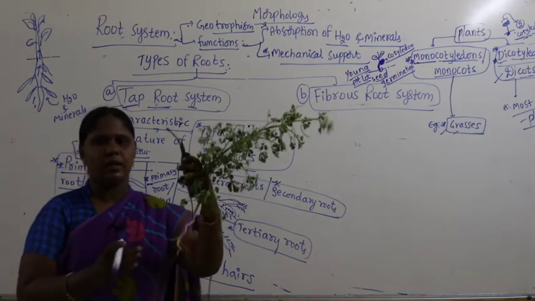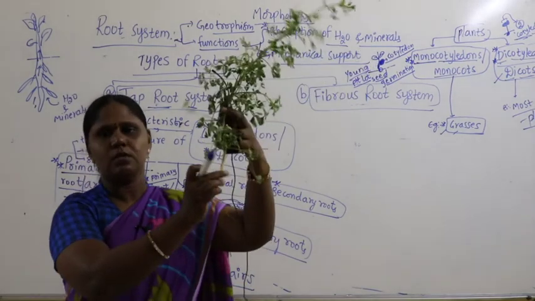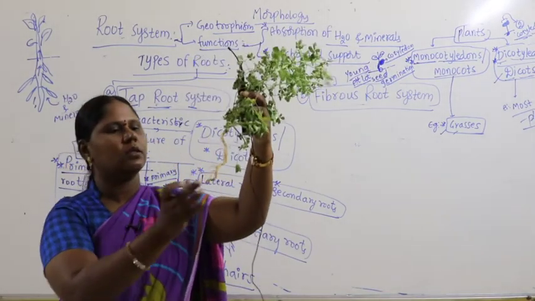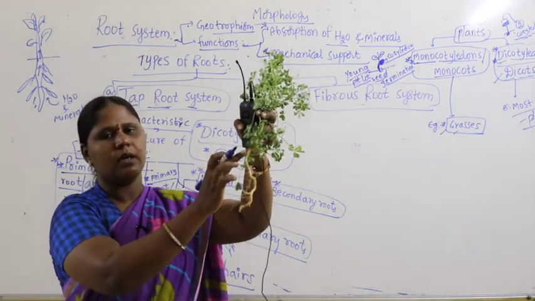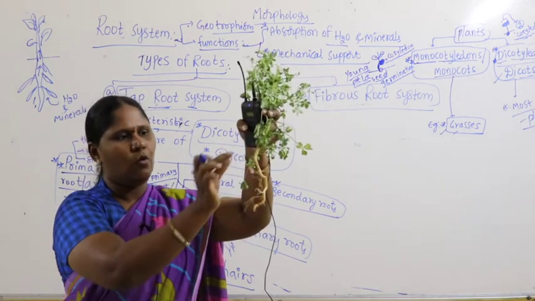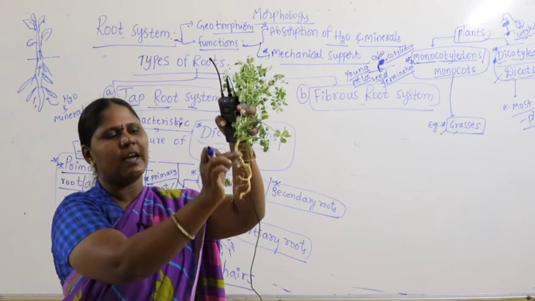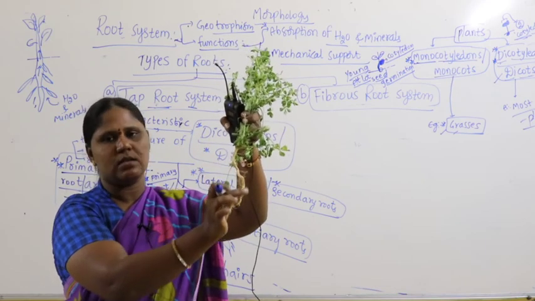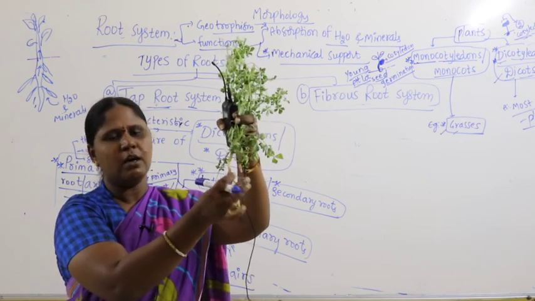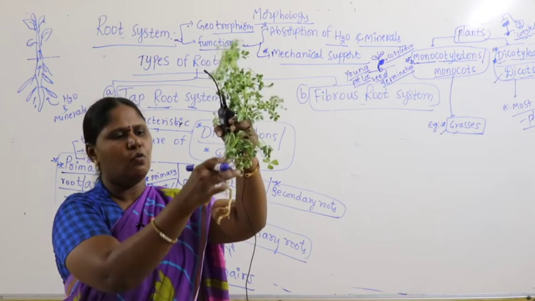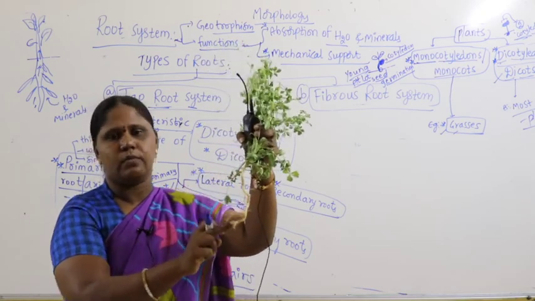Now you can see this very clearly. So this is nothing but a complete tap root system. What you can see is the center main axis. This is the primary root, this is the mother axis. This is the main axis, very thick, very strong, woody, single, only one.